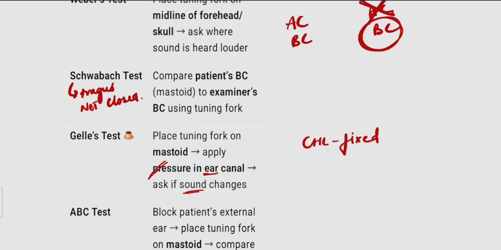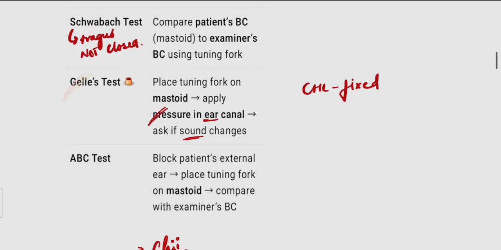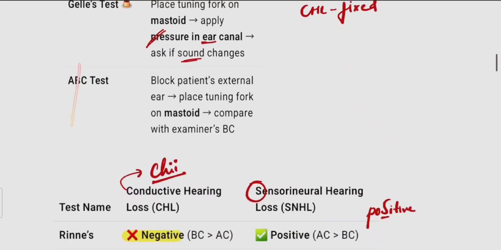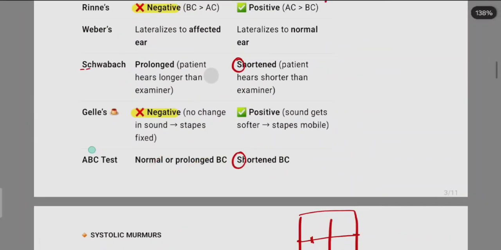And why is it prolonged? Because you don't have the outer noise in the conductive hearing loss. Gelle's test, you see for otosclerosis, it is fixed, so no change, it will be negative, positive in SNHL. ABC, absolute bone conduction test, which means you're placing the tuning fork on the mastoid and comparing the bone conduction, the same thing, it will be shortened in SNHL, and it will be normal or prolonged in the CHL.